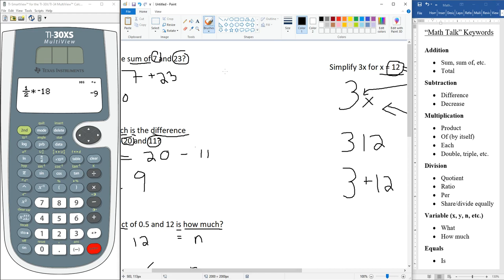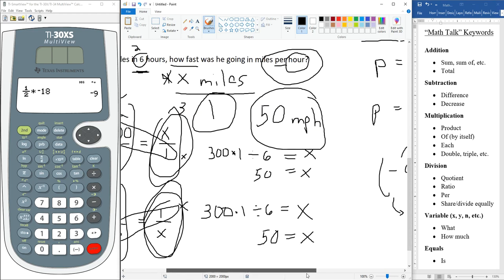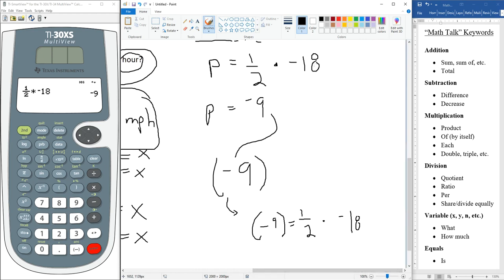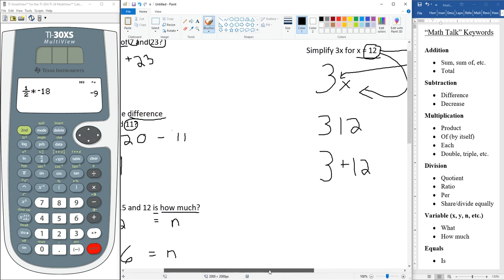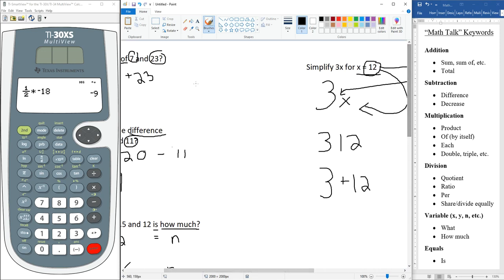All right. Now let's take a look at that. If we have something like this down here, let's use this as an example. We have 1/2 times negative 18 equals negative 9. So let's go ahead and do that. We're going to do 1/2 y equals negative 9.